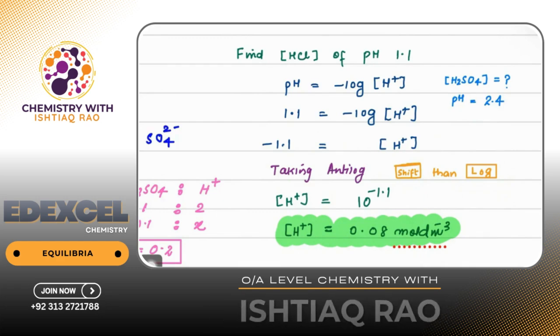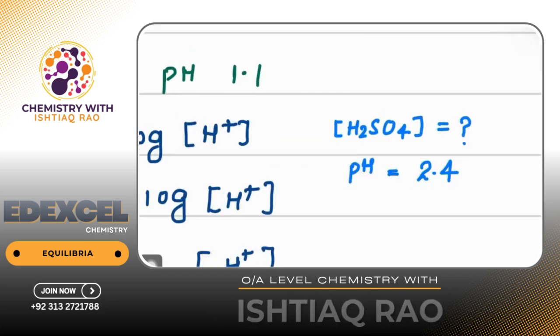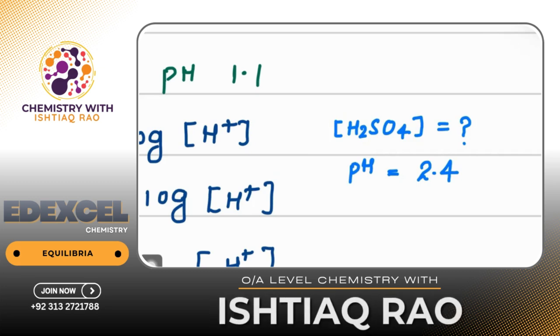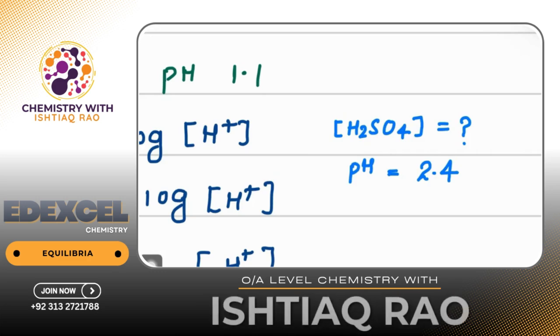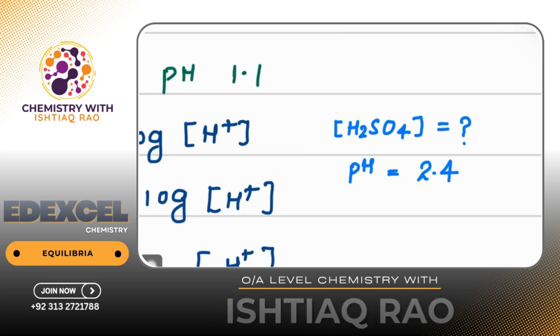So then what about this one? I gave you the pH, that is 2.4. I'm asking the concentration of H2SO4. Of course, after applying the formula, we can find out the concentration of H positive ion. Then we have to take a mole ratio between H positive and H2SO4, since the mole ratio is 1:2. After solving, you can get the concentration of H2SO4, right? So what's the answer? I'm going to tell you in a second.